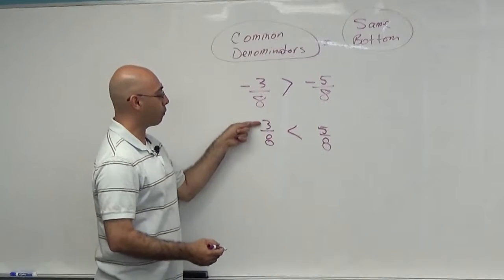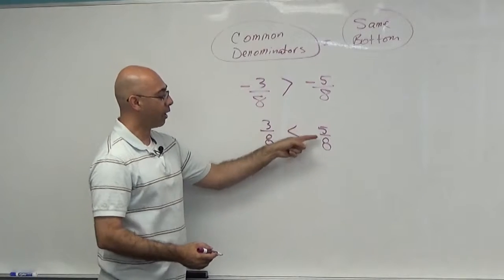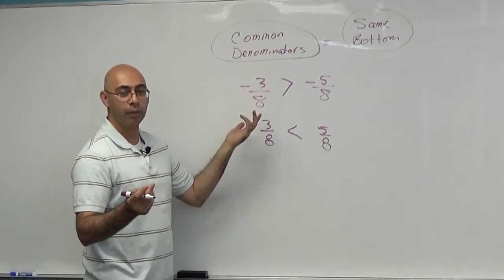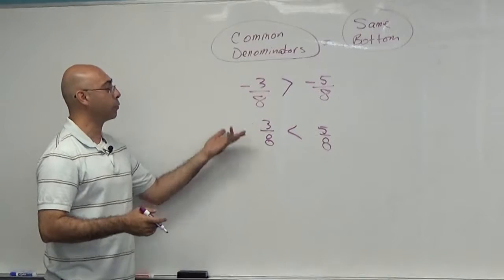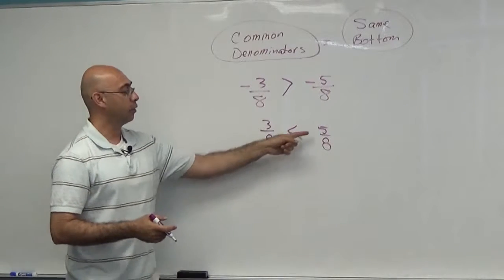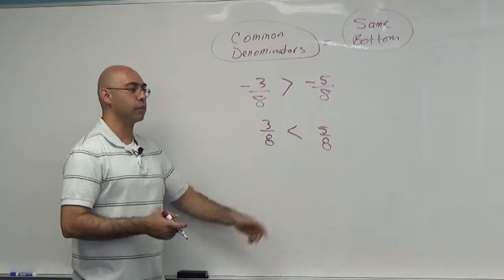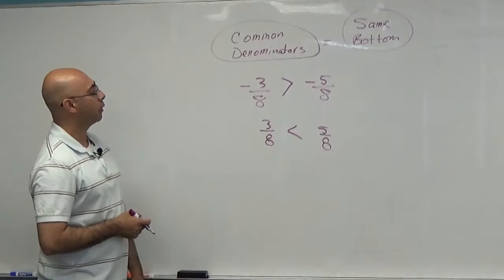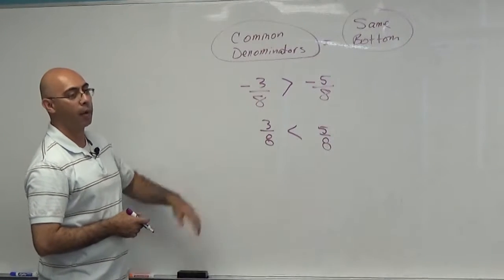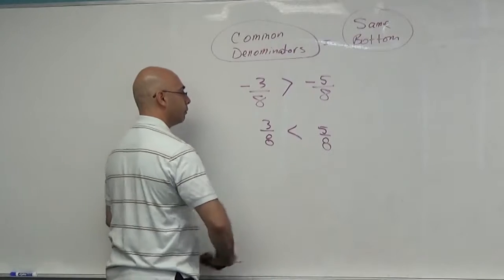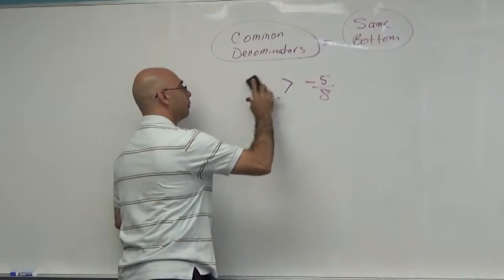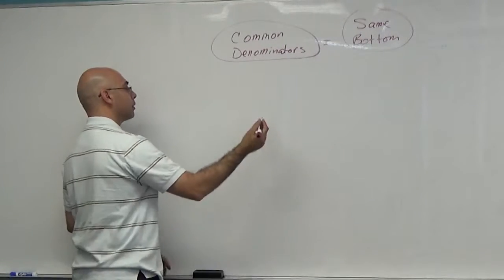So again, you can think of it as you have $3, $5. Use whatever you want for the bottom number. It doesn't matter. You could use houses. If you have 3 houses, 5 houses, who has more houses? Who has 5? Now, that's easy when you have a common denominator. But what if we had different ones?